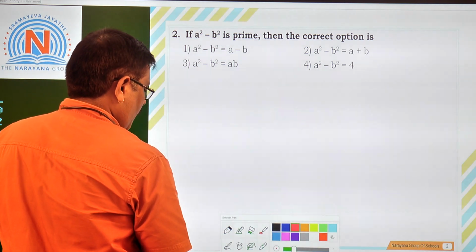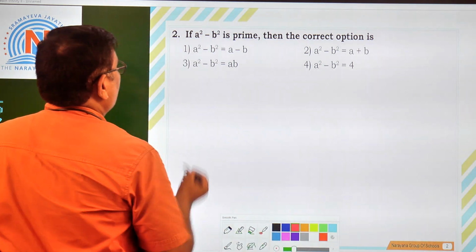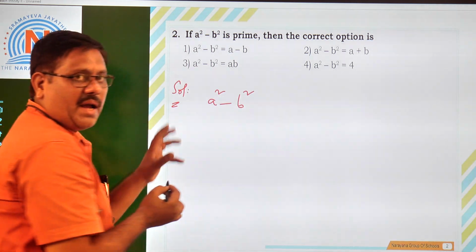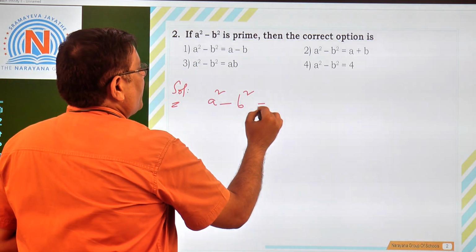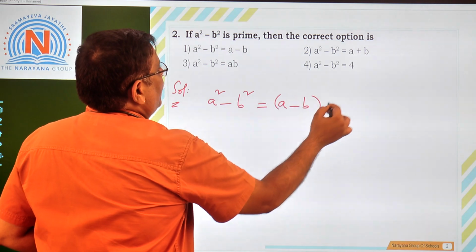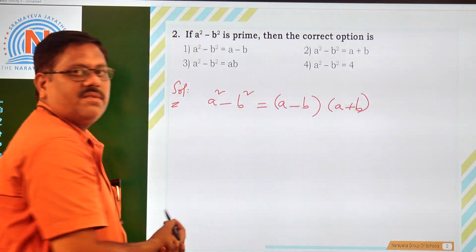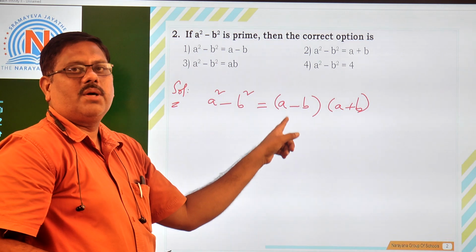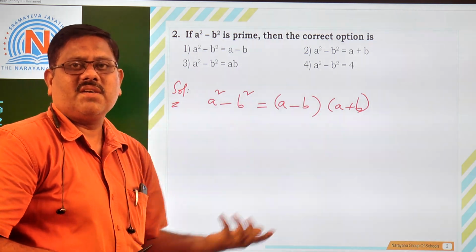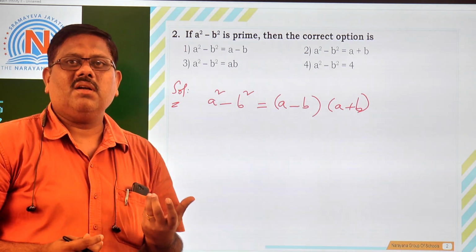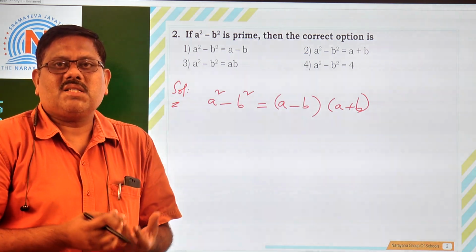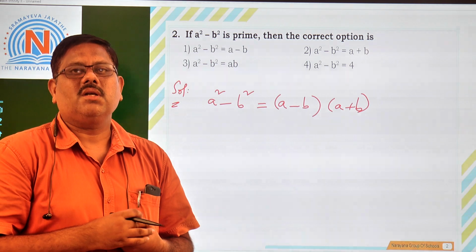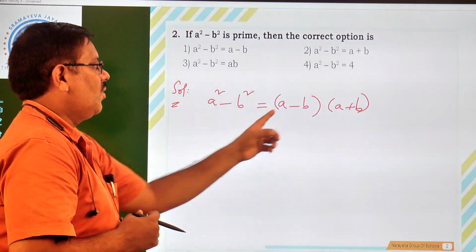Now, if you look at the solution, let us say a square minus b square is a prime number. And again a square minus b square we can write as a minus b times a plus b. If a square minus b square is a prime number, obviously one of these two numbers must be 1. Because what is the definition of a prime number? A number is said to be a prime number if it can be represented as 1 and itself as its product. So one of these two will be 1.